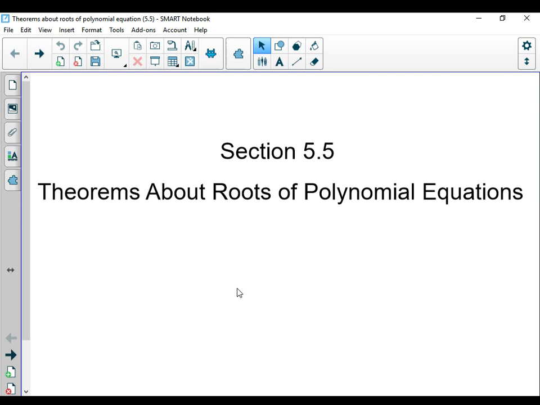Okay, so the first section that we're going to be looking at, we're going to be looking at two different theorems. One we would have had to use if we didn't have calculators. One we've already talked about, but then we're going to add a little bit to that one as well.